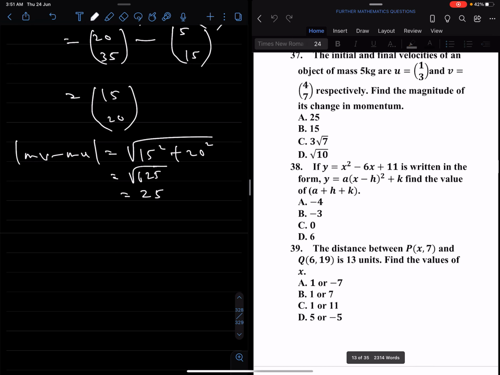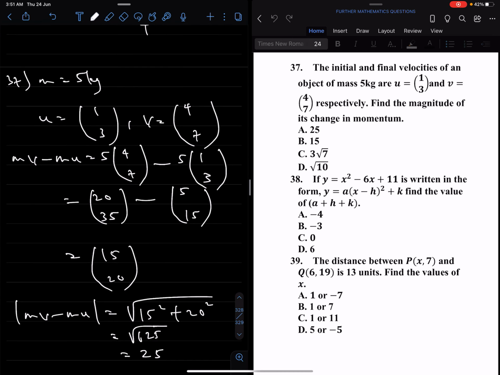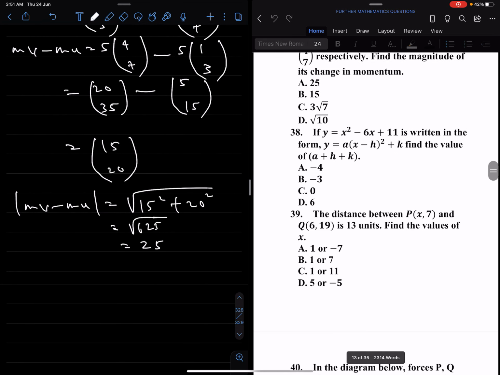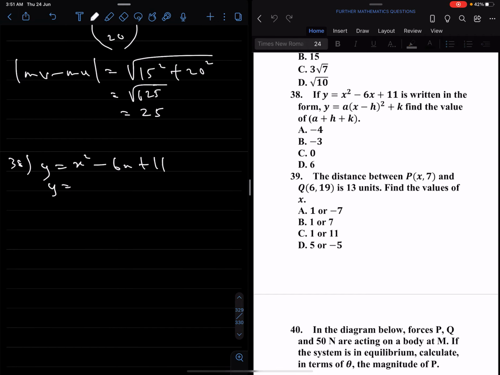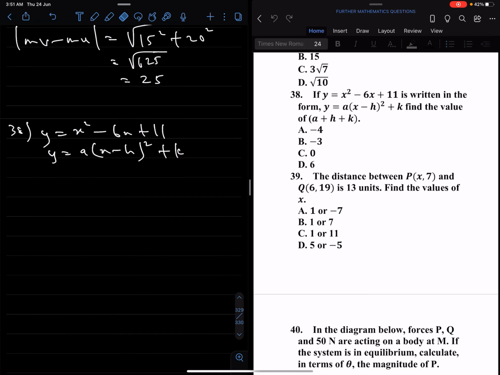Now to the next very quickly, and that's going to be number 38. Number 38, if y equals x squared minus 6x plus 11 is written in the form y equals a(x minus h) squared plus k, find the value of a plus h plus k. Okay, this is what we do.